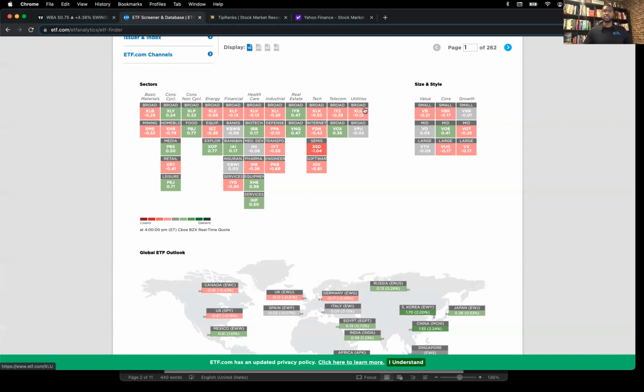Now, let's say, for instance, you wake up in the morning and you're waiting for the market to open up. It's 9:30, 9:40, market's open.